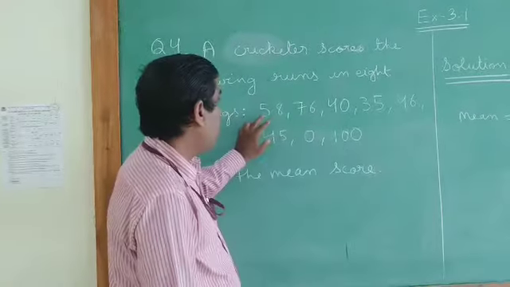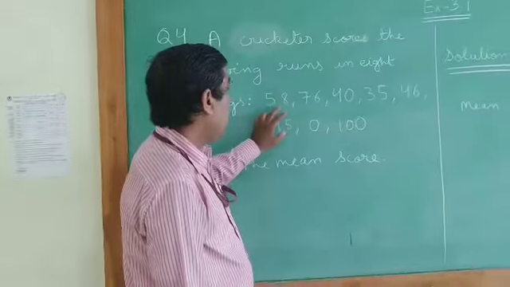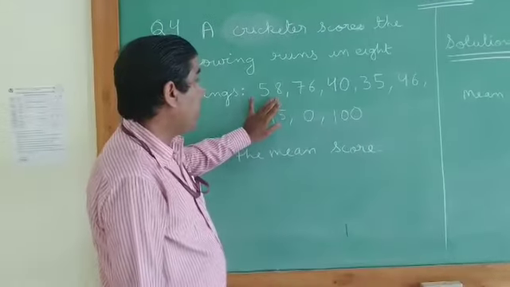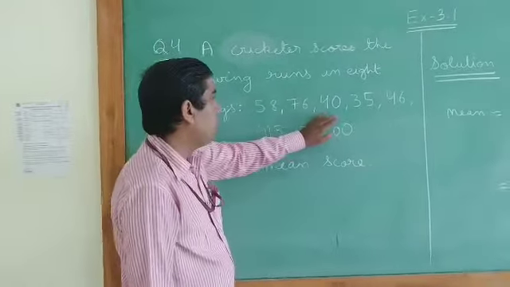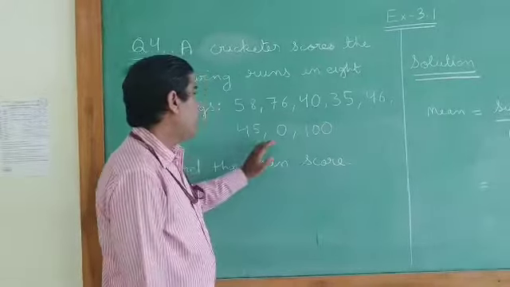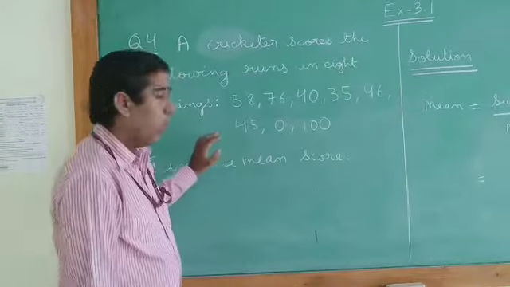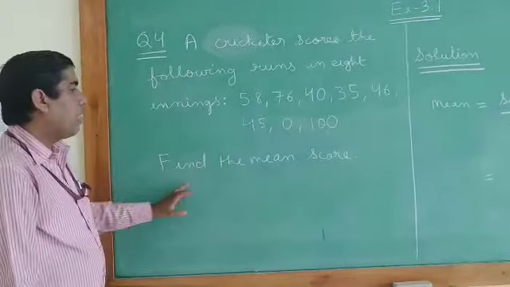You can see how many are there? 8 runs are there, so it is 8 innings. 1, 2, 3, 4, 5, 6, 7, 8. So 8. Find the mean score.